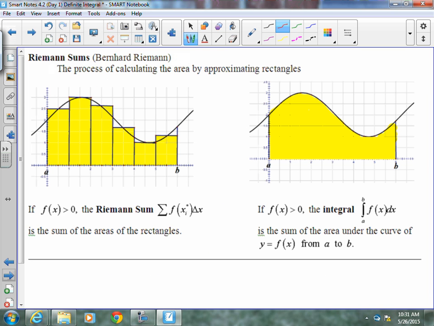What we're really doing today is we're going to be estimating still using LRAMs and RRAMs and MRAMs, but they're not called LRAMs, RRAMs, and MRAMs anymore. They're actually called Riemann sums. And that's the process of calculating the area by approximating rectangles. So this is a Riemann sum because it uses some set number of rectangles, base times height, and adds them up. This yellow area is the integral because it is the exact area under the curve. That makes it an integral.